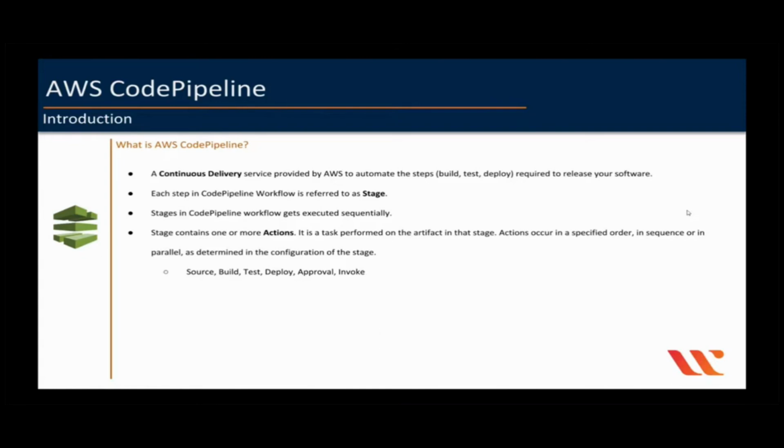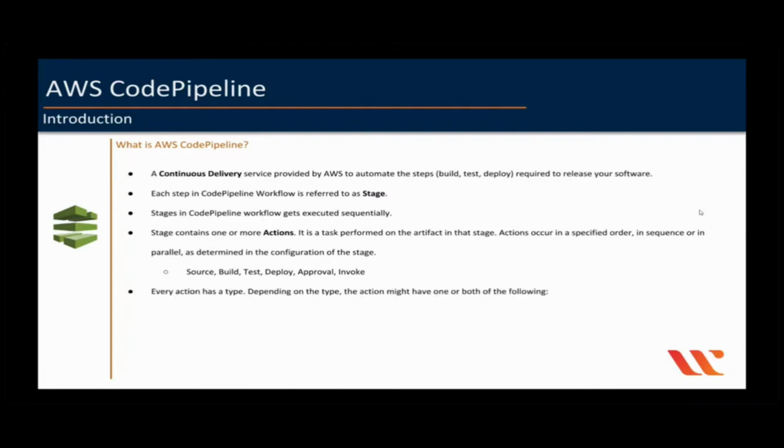And with the invoke action type, you can invoke an AWS Lambda function if you want to perform certain cleanup tasks or pre-build tasks, etc. For example, you can use AWS Lambda to back up resources before building or deploying by creating an AMI snapshot.